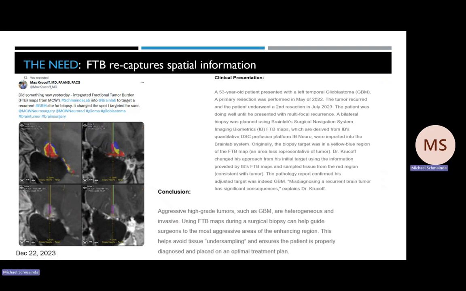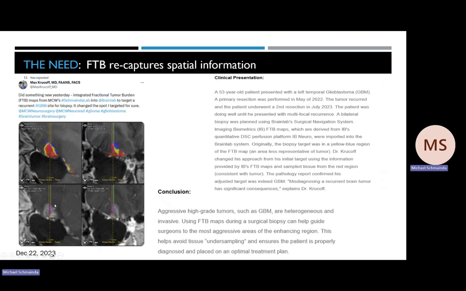FTB maps can be imported onto surgical navigation systems such as Medtronic and BrainLab. And here's just an example of a tweet posted by Dr. Max Krucoff at the Medical College of Wisconsin, where he imported FTB maps into the BrainLab system to help him target a site for biopsy. And he said it changed the spot I targeted for sure.